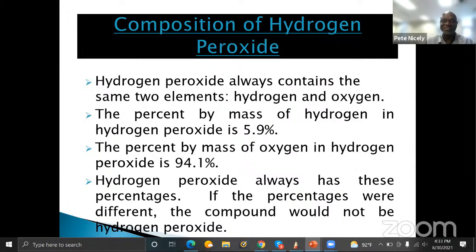We look at the percentages, but that's not the only way, but that's one of the things that we look at whenever we're trying to identify a particular compound. We look at the percentage by mass of the different elements in that compound.